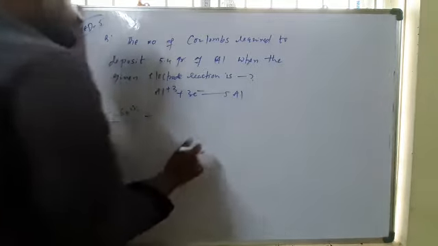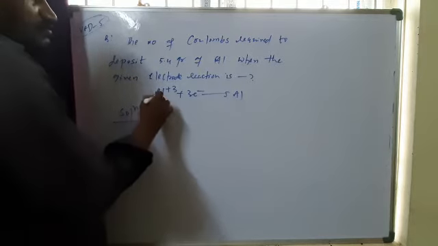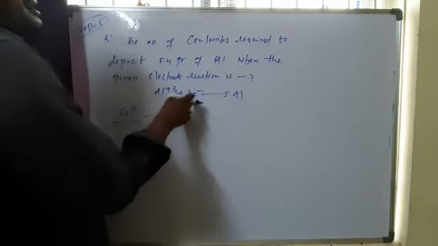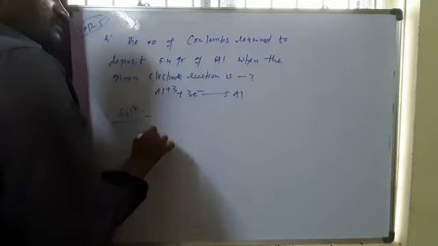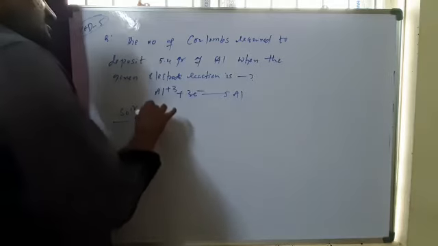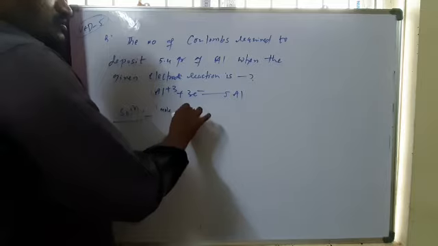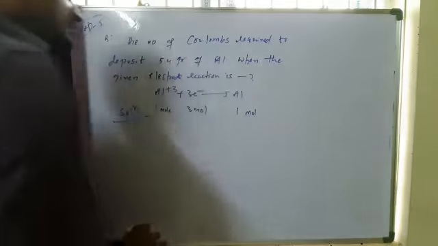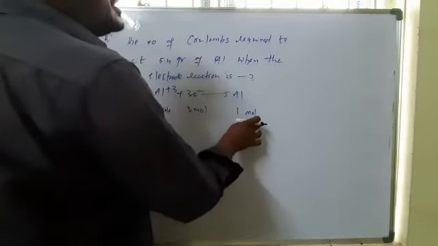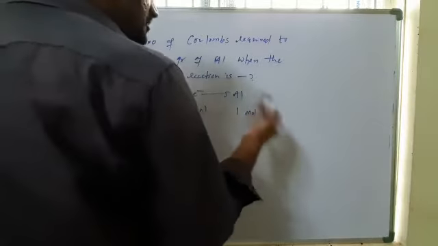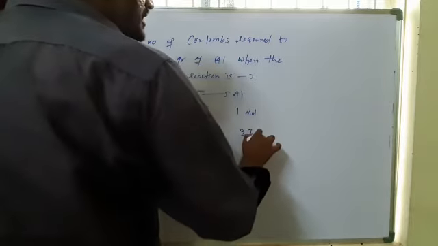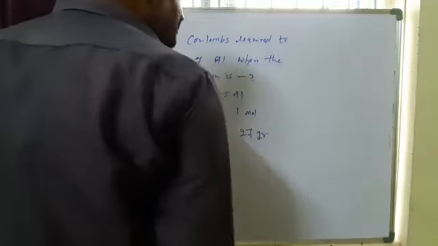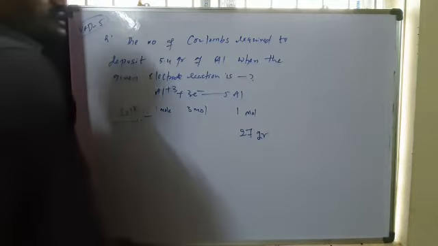So you know that one mole of aluminium carries three positive charges. So for 1 mole of aluminium, 3 moles of electrons are required. The weight of 1 mole of a substance is equal to its atomic weight. So the atomic weight of aluminium is 27 grams.